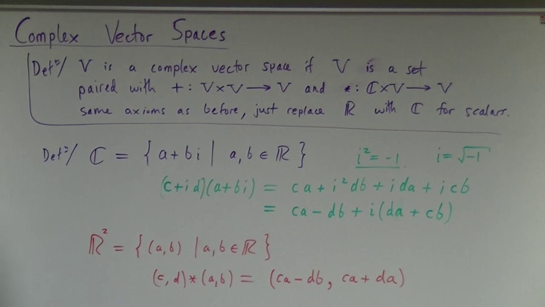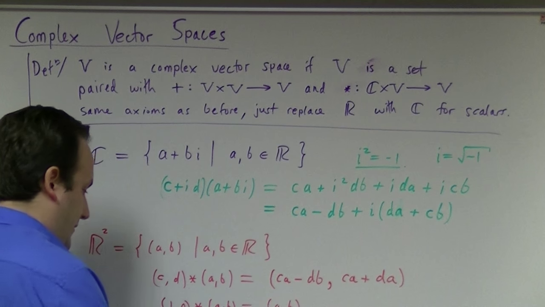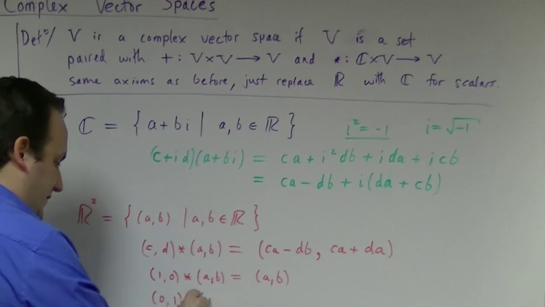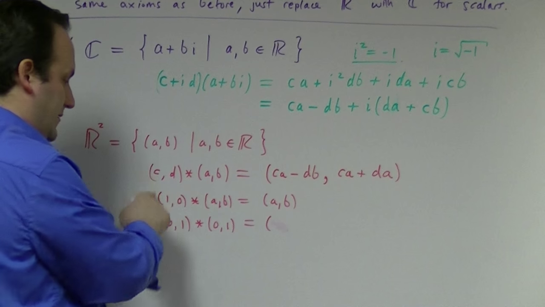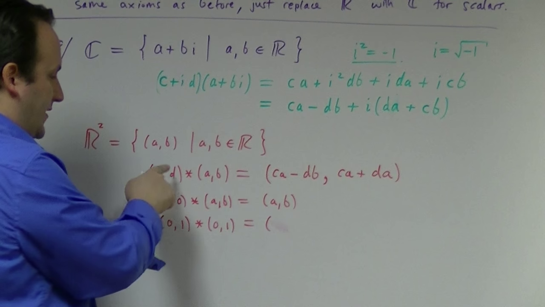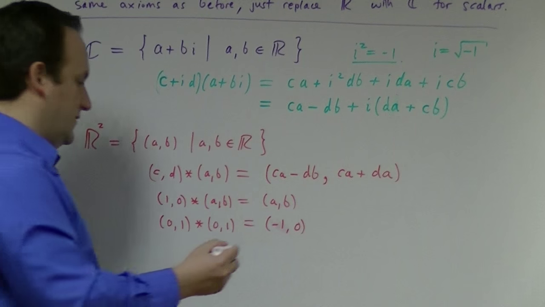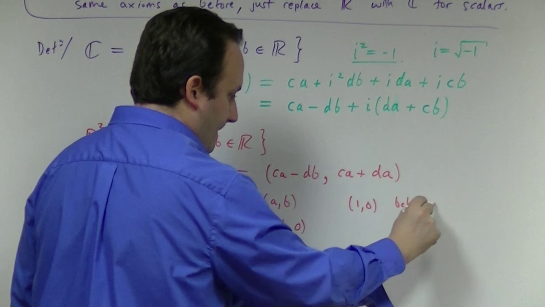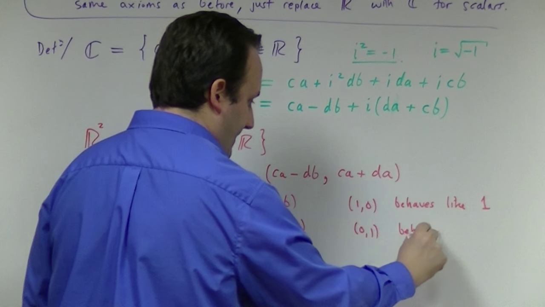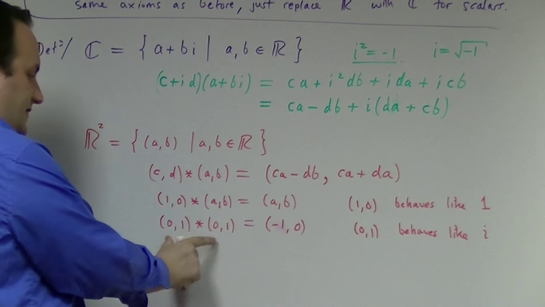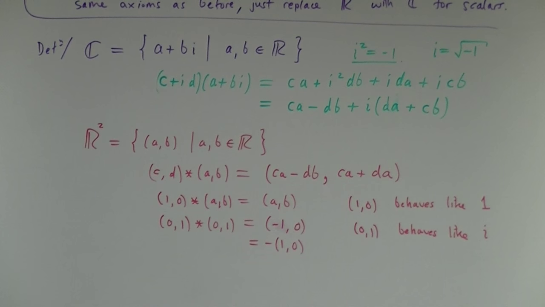If I do that, you'll see that, for example, the number (1, 0) star (a, b) will give you (a, b) again. On the other hand, if we look at (0, 1) star (0, 1), if you work it out, you'll get (minus 1, 0), right? So basically what I'm showing you is that (1, 0) behaves like 1, whereas (0, 1) behaves like i, because this times itself gets you back minus the number 1. Well, I said number, but I'm thinking about the two-component vector as a number.